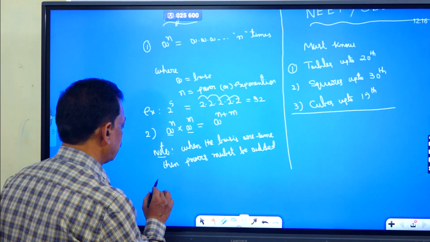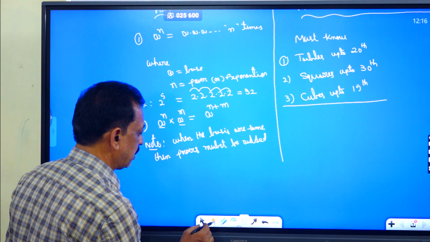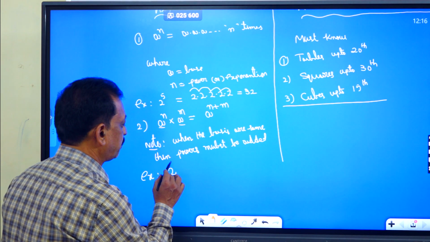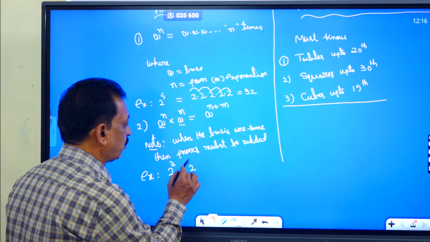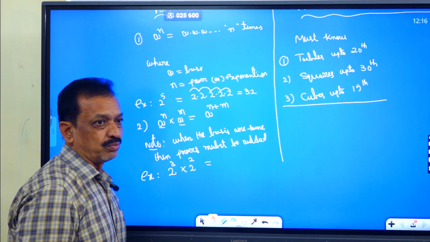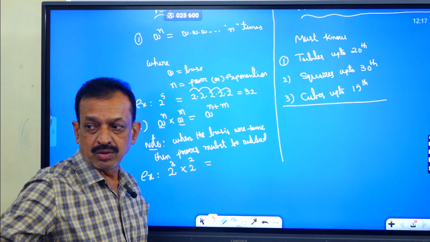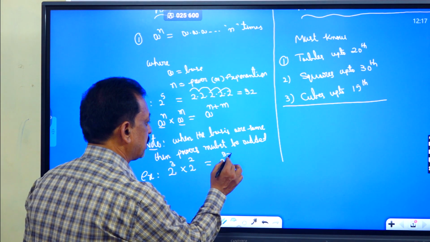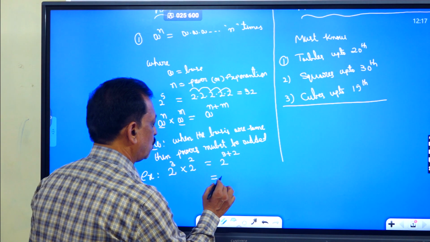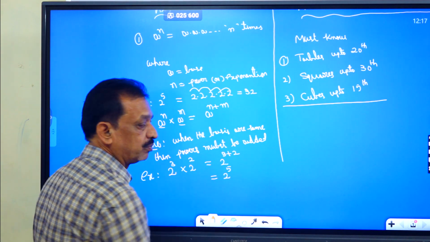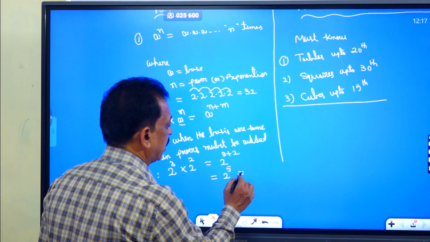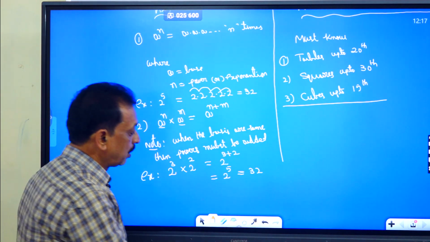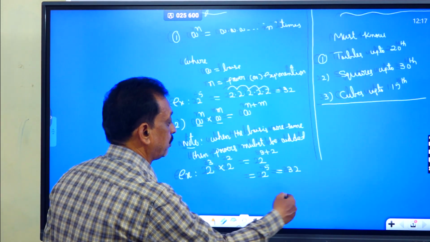Then example: 2 to the power of 3 into 2 to the power of 2 is equal to 2 to the power of 3 plus 2, that is equal to 2 to the power of 5. So we already got the value, directly 32.